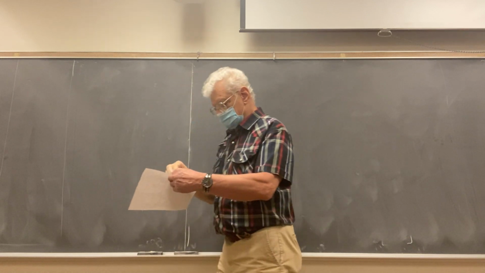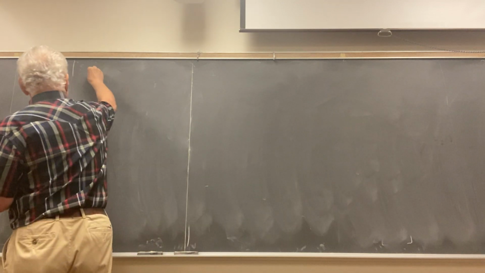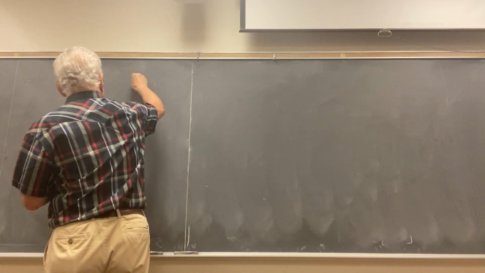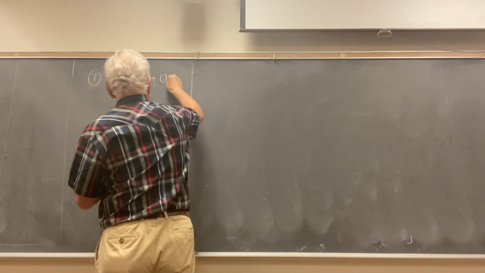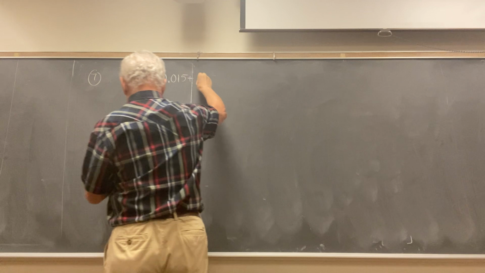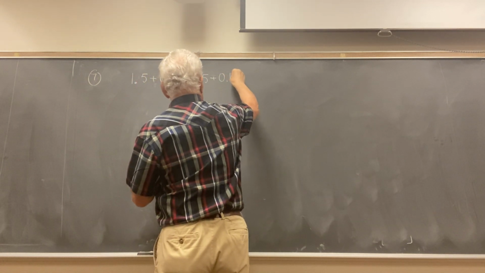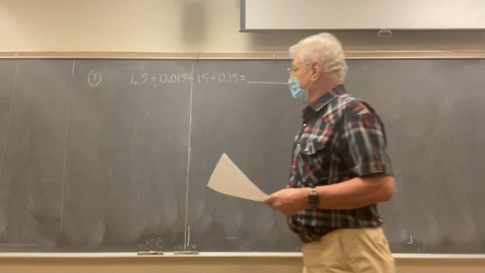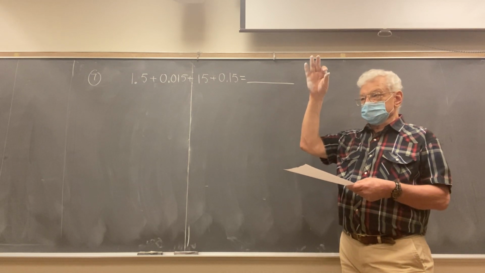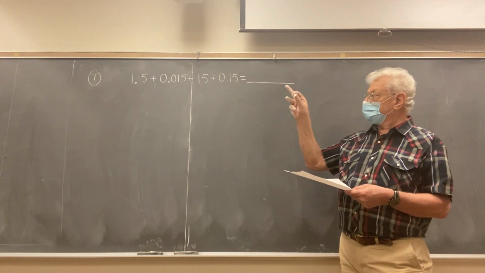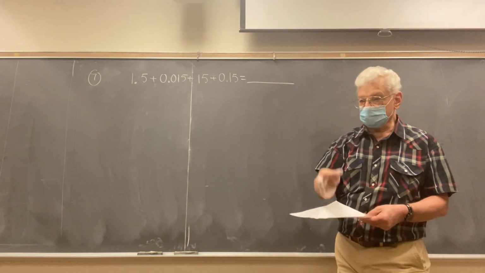Okay, now we go to addition. Problem number 7. Add the numbers 1.5 plus 0.015 plus just 15 plus 0.15. So what's the answer? In this case, when you add, you have to write the numbers in such a way that all the decimal points are one beneath the other, making one column.